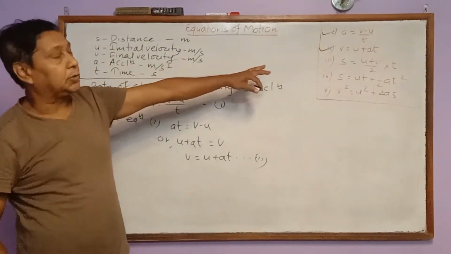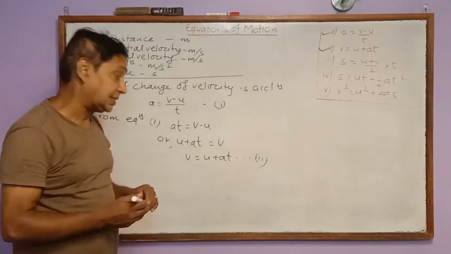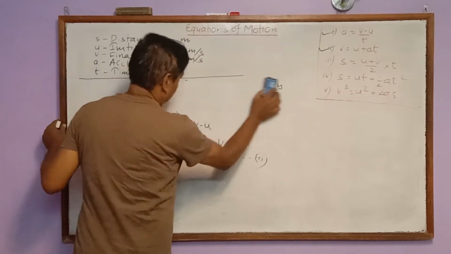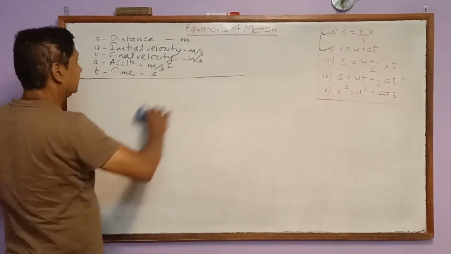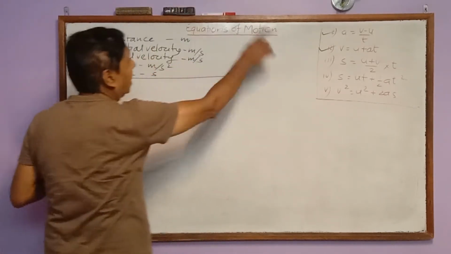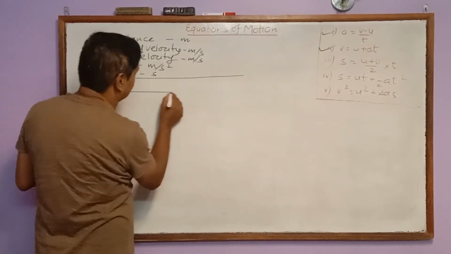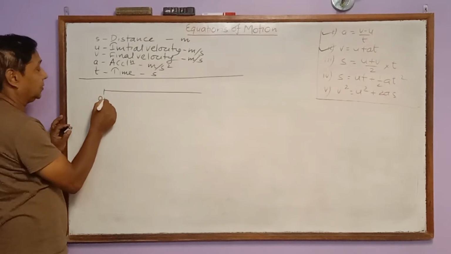Now, we are talking about the third equation. The third equation is completely different from the first and second, and is not related to them. So, let's talk about the third. I want to take one example, and then start this third. Let's say a body is moving this way. At first, it is at rest. Its velocity is 0 meter per second.